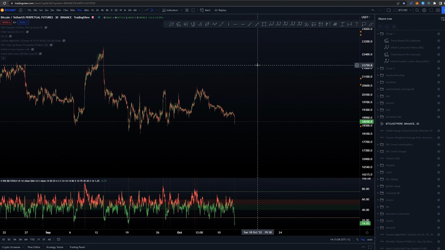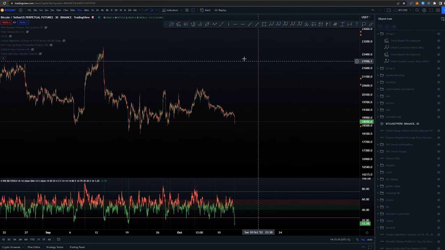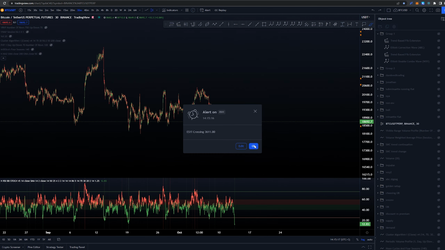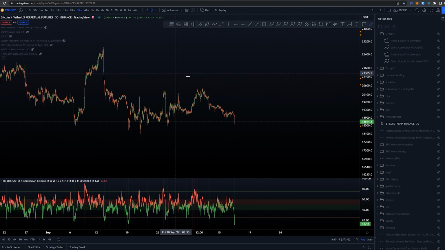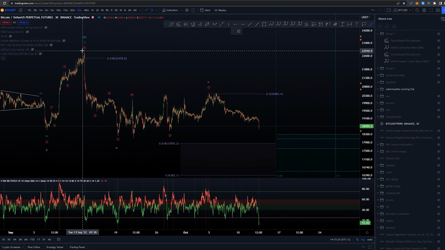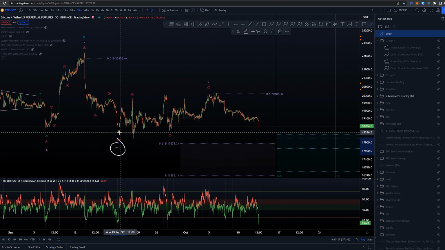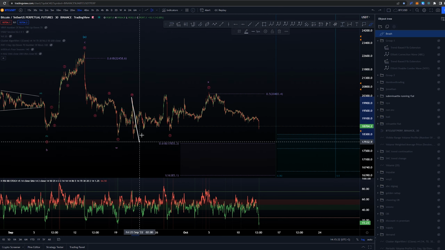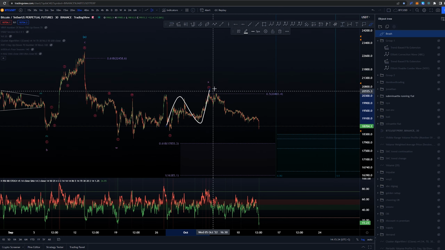Starting here on the 30-minute time frame and looking at the structures starting from these highs over here around 22.8k around the 13th of September. Since then we've had this as a possible three-way structure coming down. Let me bring out the count so we can follow it. Three-way structure here as an ABC into W, three-way pullback into a W as well, three ways into X, and then three ways into wave Y.